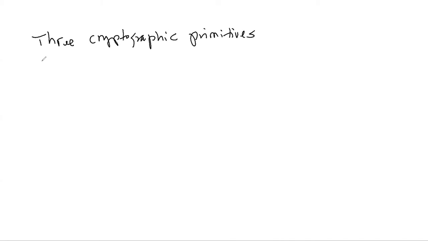So these primitives are actually not straightforward. They are kind of difficult to understand, but we just want to lay down what they are for. So the first one is interactive proof systems.